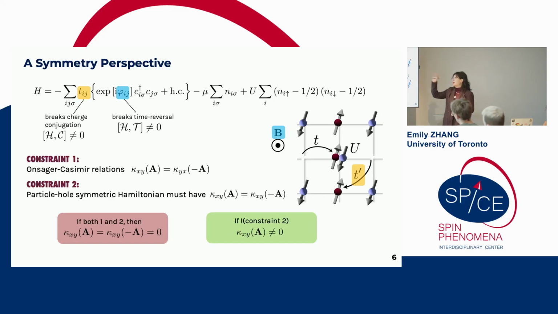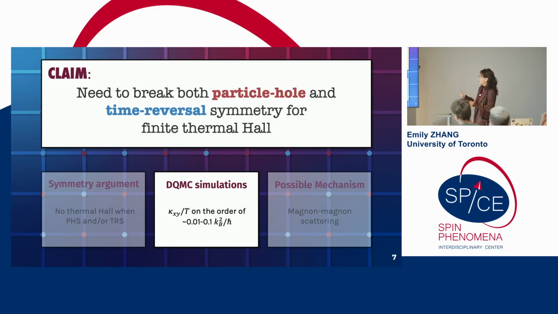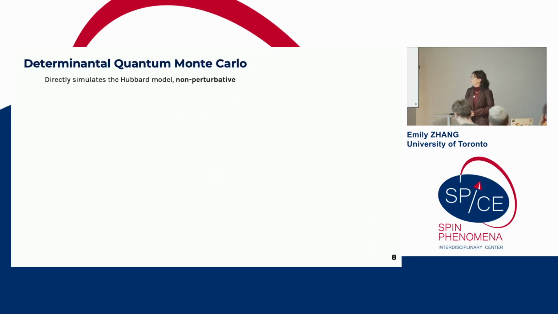So if your Hamiltonian breaks particle-hole symmetry, you're no longer constrained by constraint 2. And so you can generically have a finite thermal Hall conductivity. OK, so now let's move on to the numerical simulations.